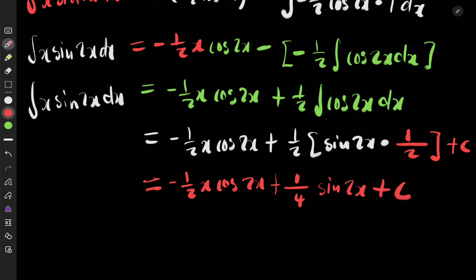This is the whole thing. We are done. This is your solution. You can now say the integral of x sine 2x with respect to x gives us this. We are done. Move on to the next question.